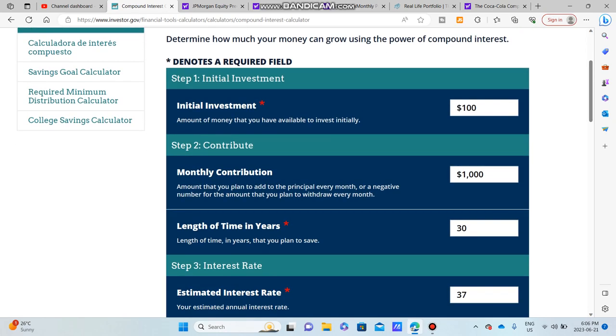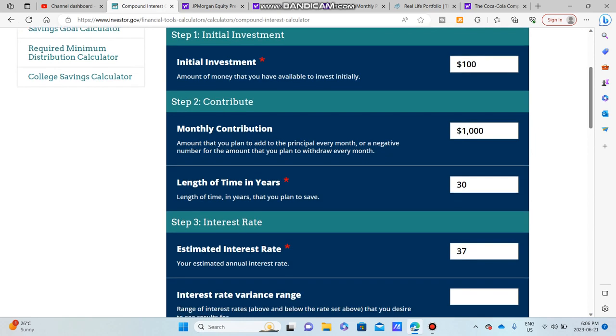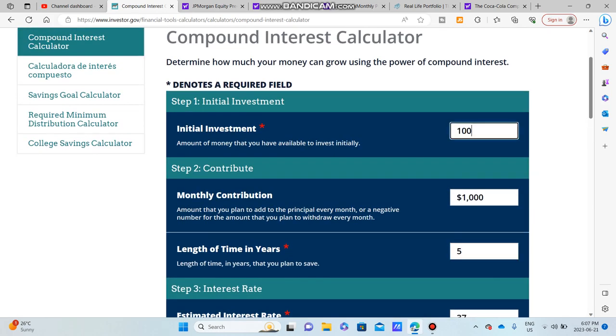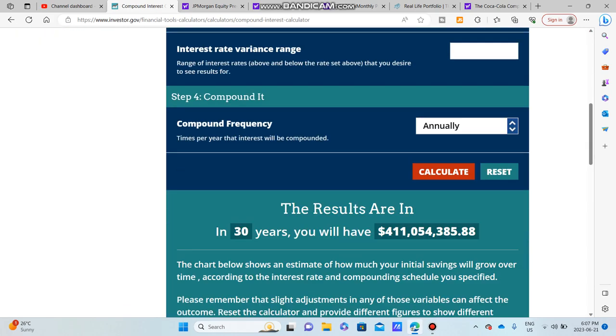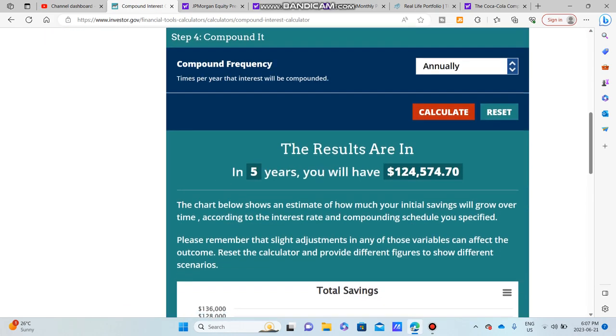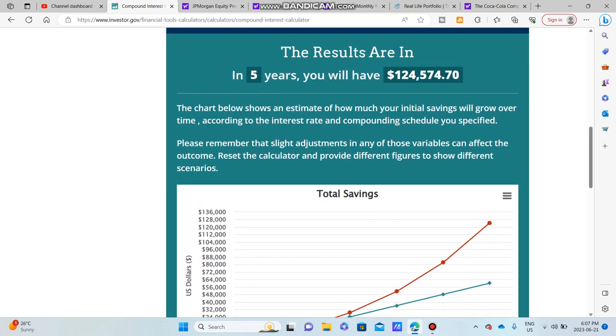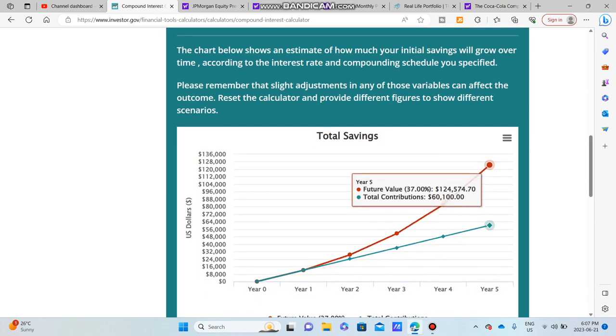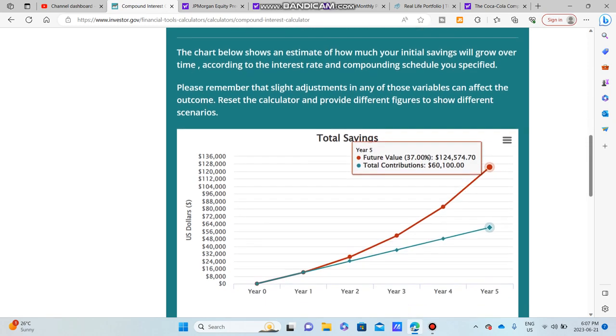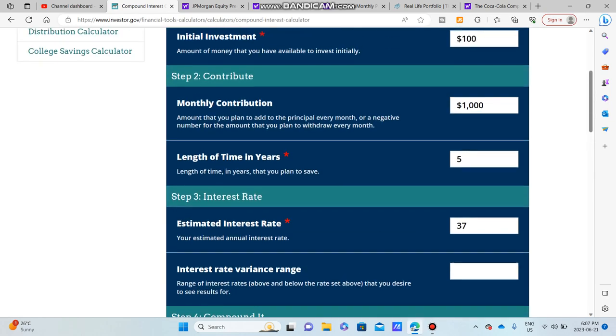But you know what? You might be saying, okay, look, we're talking about growing a small account fast. I don't have 30 years, okay? What about just 5 years of investing $100 and an extra $1,000 every month at a 37% return, what would we have? We'd have $120,000. Sure, it looks like we're going to invest about $60K, but that's doubling our investment. So that's not too bad for a rate of 5 years.